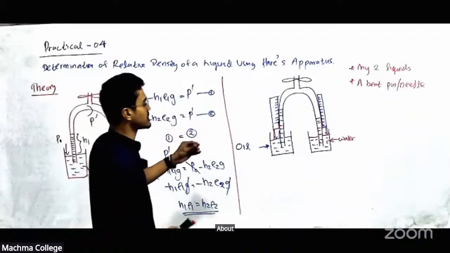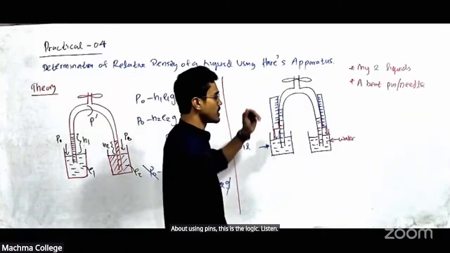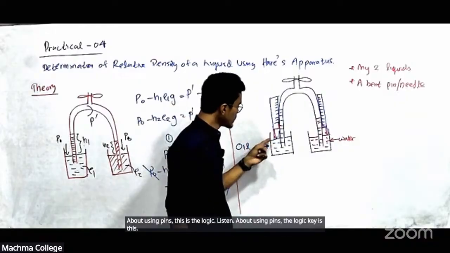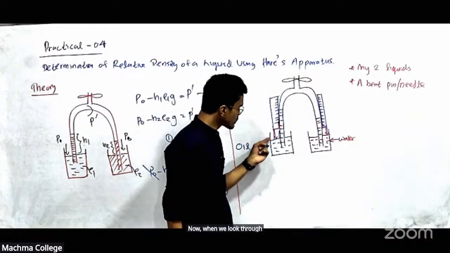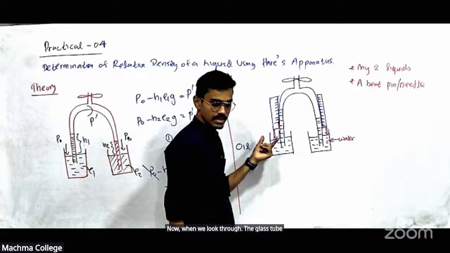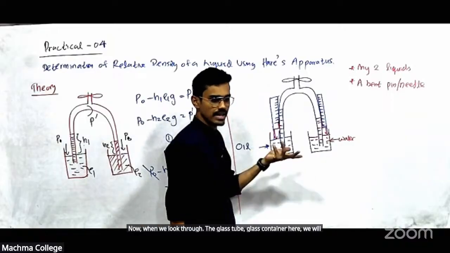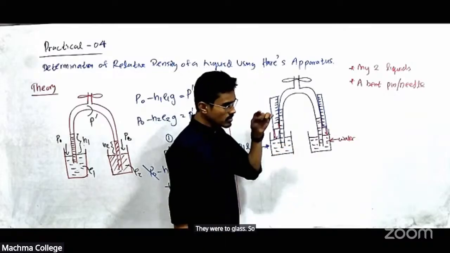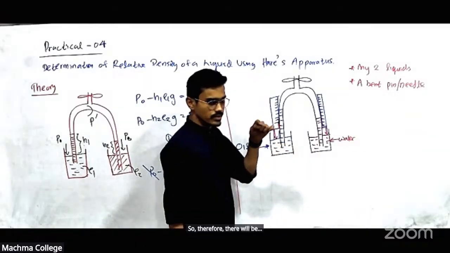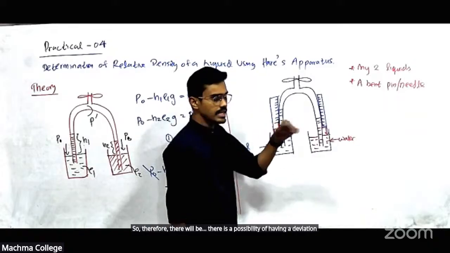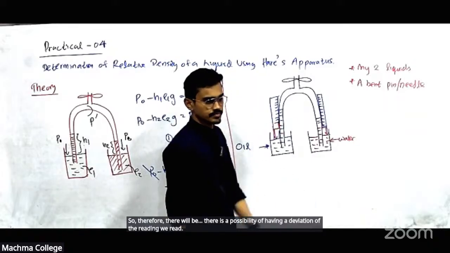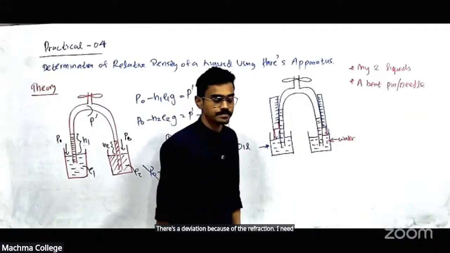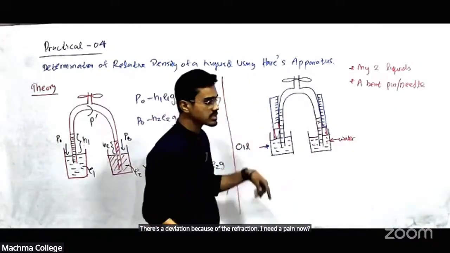About using pins, this is the logic. Listen. Now, when we look through the glass container here, we will see it through a refraction. There's a refraction of light due to glass. So therefore, there is a possibility of having a deviation of the reading we read, because of the refraction. So therefore, this precaution is used.